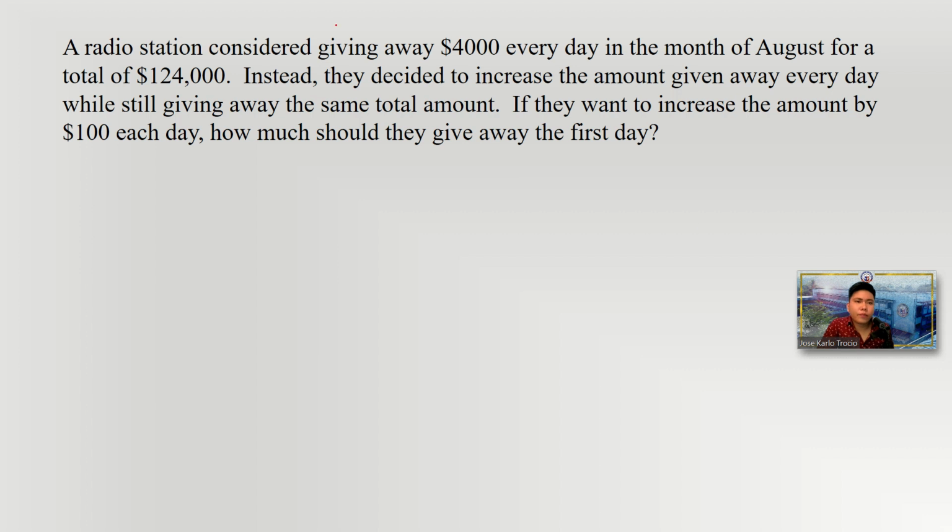So here, they give 4,000 every day for 31 days in the month of August, for a total of 124,000 at the end. Instead, they decided to increase the amount given away every day, while still giving away the same total amount. If they want to increase the amount by 100 pesos each day, so this must be the difference, right? How much should they give away the first day?